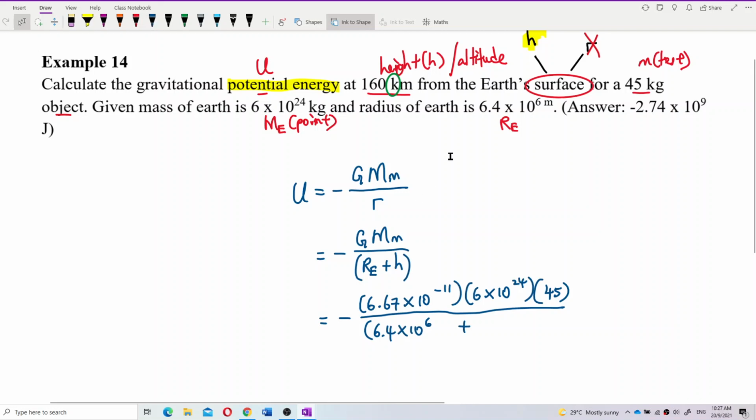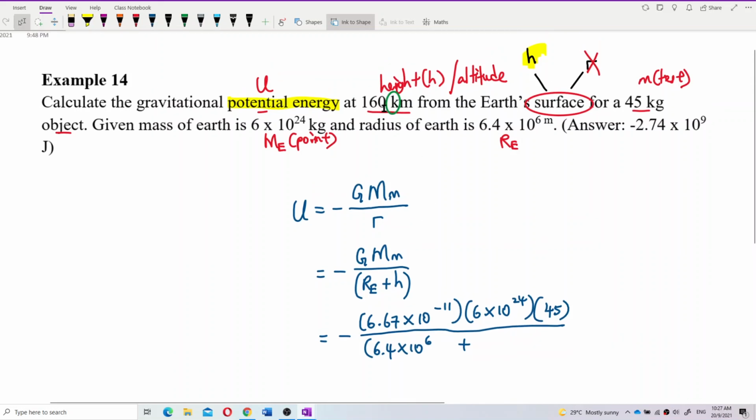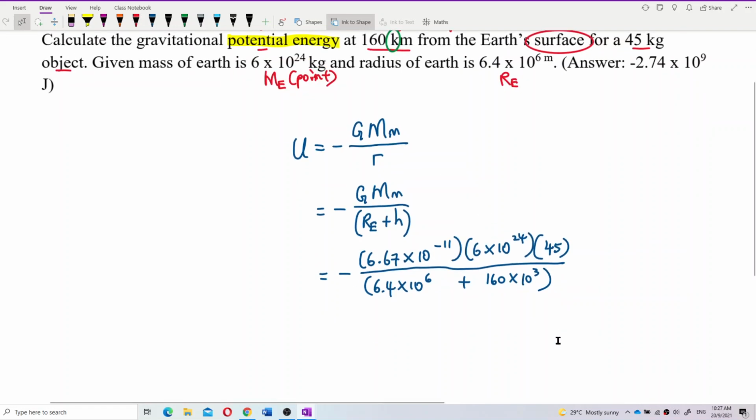What's the height? 160 kilometers. So you need to convert that into exponent 3, convert to SI unit. Okay, so remember, no square. For scalar quantity, the R doesn't have any square. Let's calculate the answer.